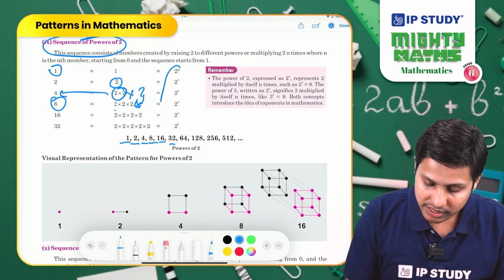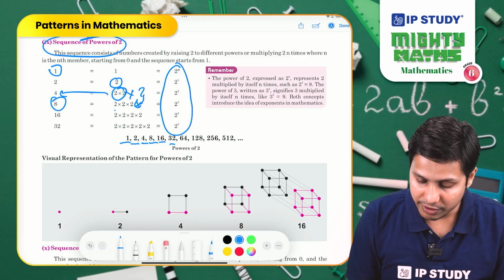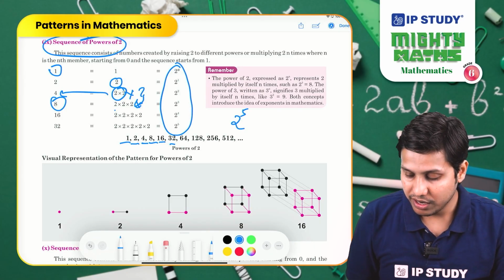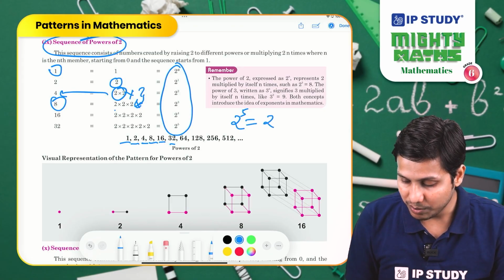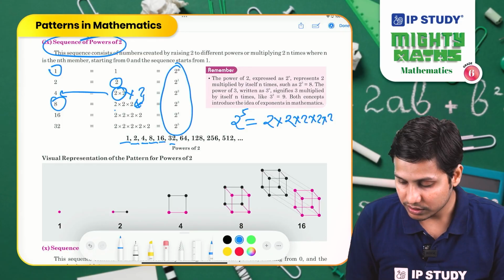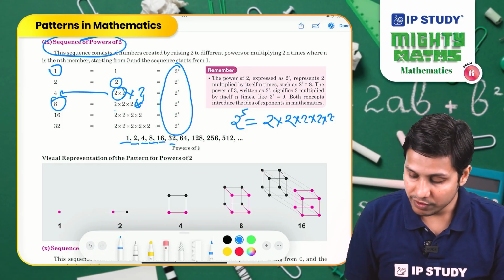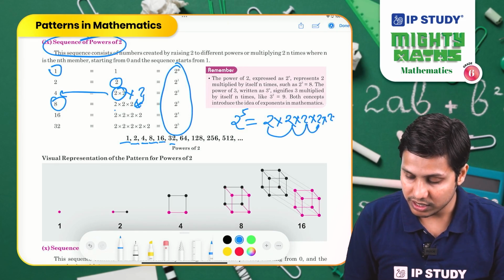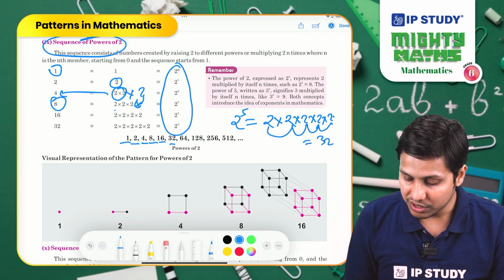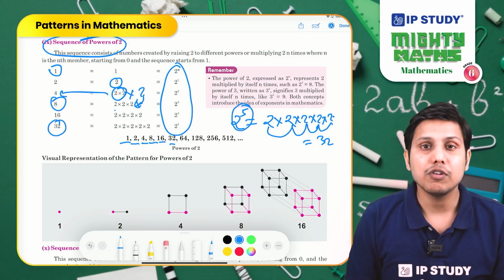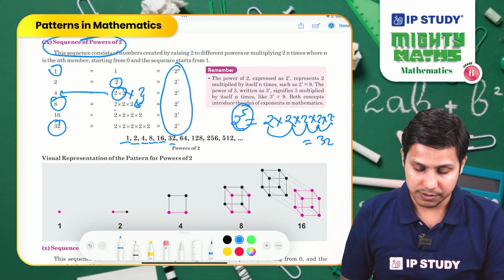Now to represent this process, we have a special way of writing, like 2 with the exponent 5 here, which will represent that 2 will be multiplied 5 times like this. Okay. Now if you want to find the value that it will give, you can multiply 2 times 2 is 4, 4 times 2 is 8, 8 times 2 is 16, 16 times 2 is 32. It means this expression represents the value 32 of the powers of 2 sequence.